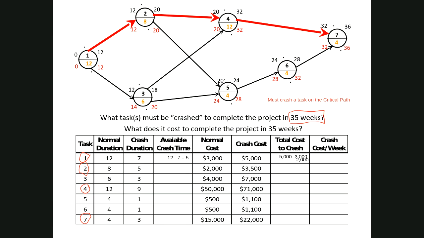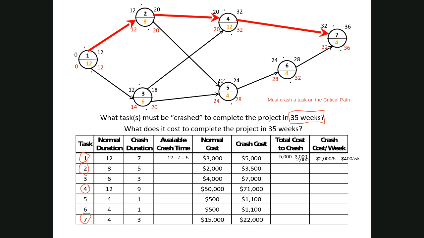So now we want to calculate the crash cost per week, which is going to be 2,000 divided by our 5 weeks, which is $400 per week to crash if we choose to crash task 1.